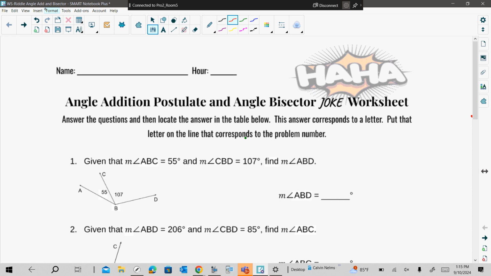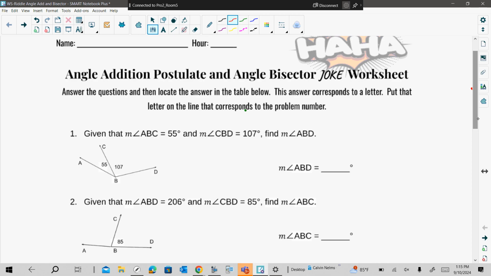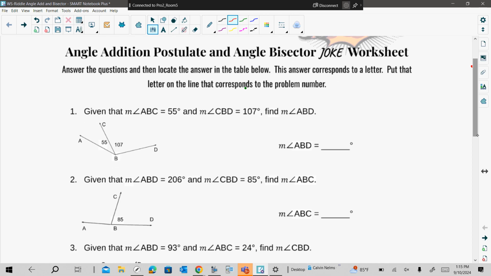On the front, there's a little riddle that goes with this to check your answers, because if you get an answer that's not part of your options, then you need to check your work. Basically we're using angle addition, adding, when they're adjacent, A for adjacent, A for addition, or bisector, to solve. On the front, most of them are already labeled for you.